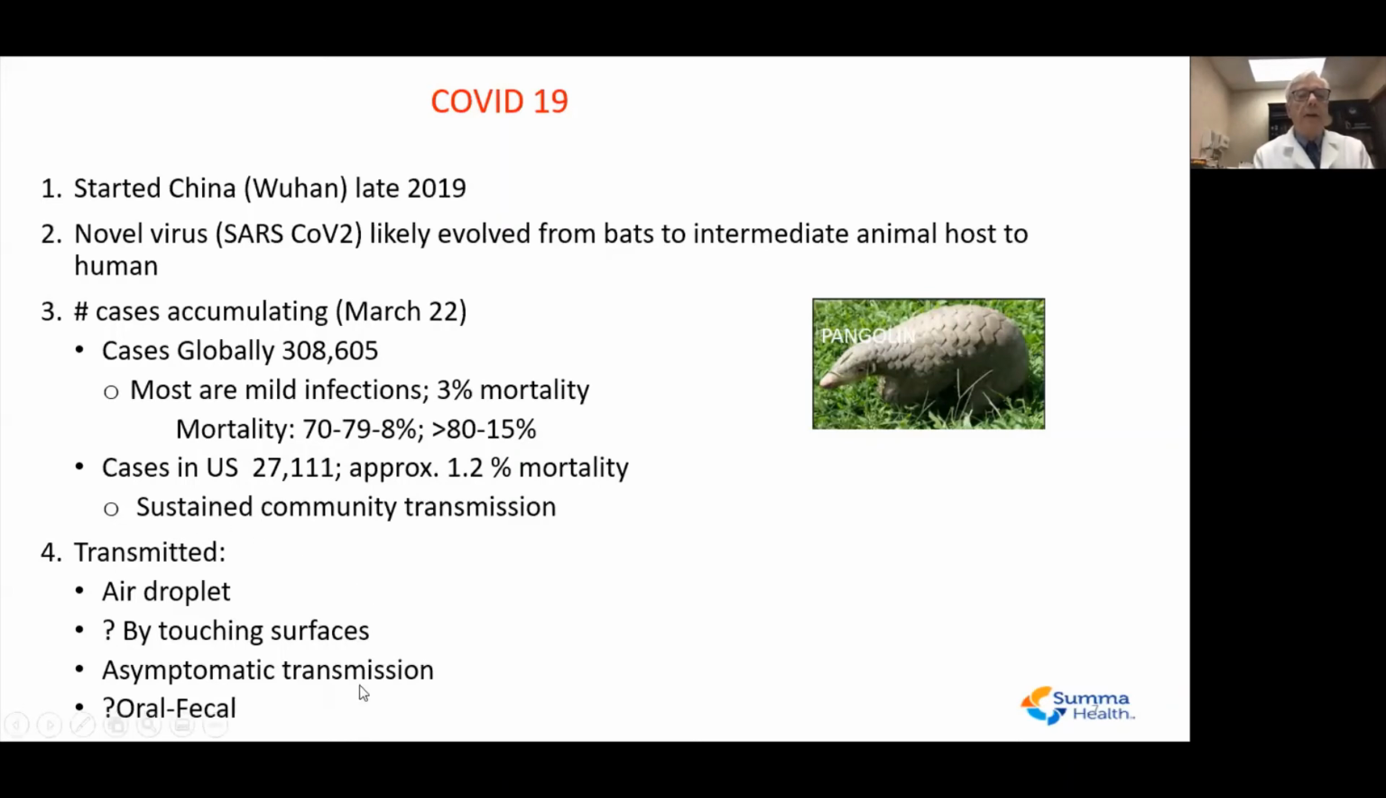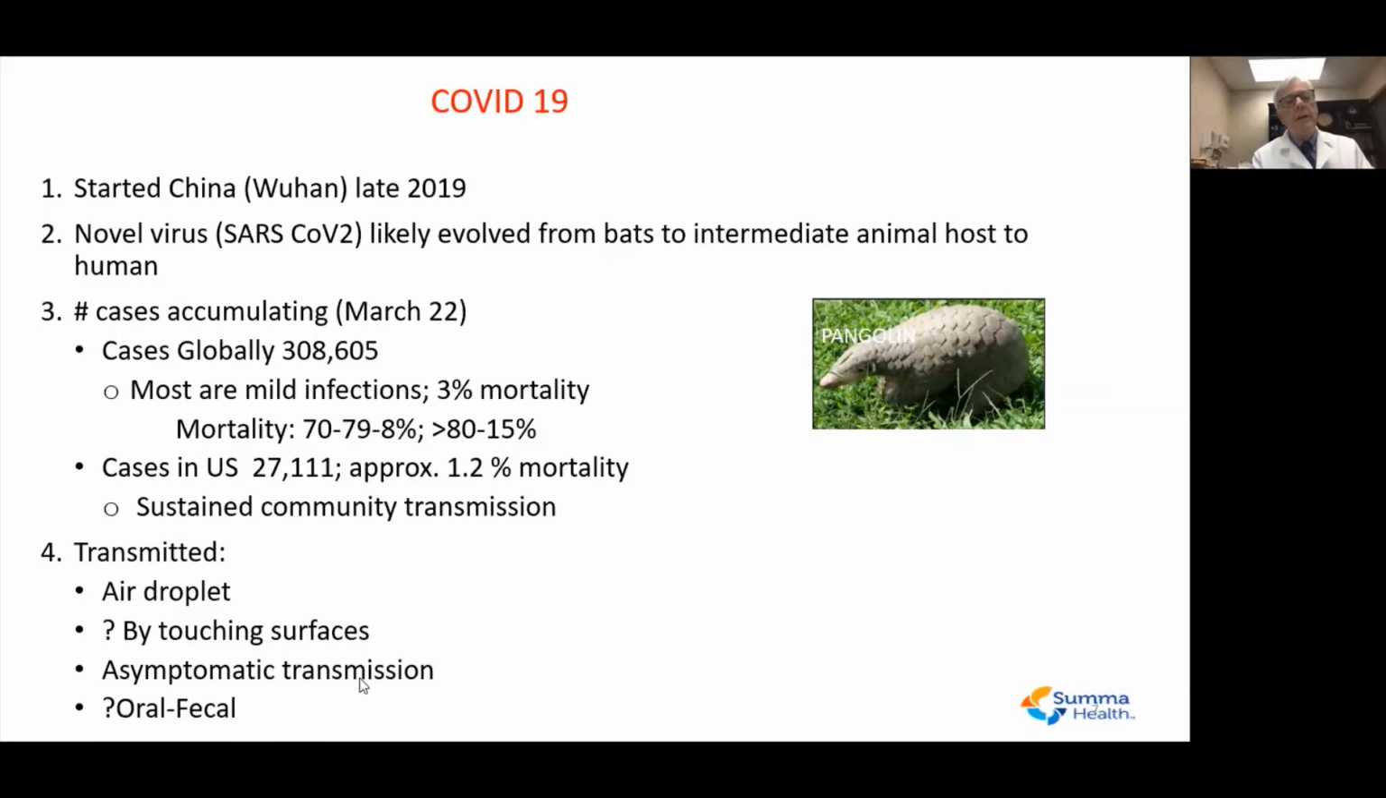I'm showing you data from March 22, but this is already out of date. It says globally about 300,000. We now know that's over 500,000 globally. The mortality from the latest data suggests there's about 4.4% mortality. But this also means that most infections are mild. In fact, it's estimated that about 80% of the patients who are infected with this do not need to go to any health clinic or health facility. It's usually a self-limited infection.